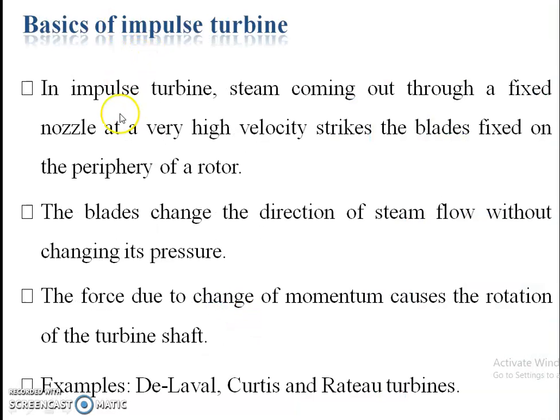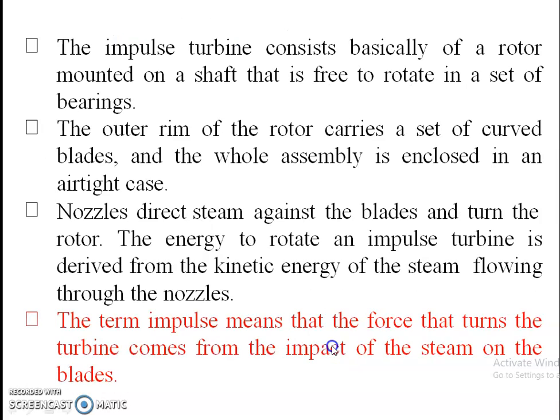From these basics of the impulse turbine, in an impulse turbine the steam comes out through a fixed nozzle at a very high velocity to strike the blades fixed on the periphery of the rotor. The blade changes the direction of the steam flow without changing its pressure. The force due to the change of momentum causes the rotation of the turbine shaft. Examples: De Laval turbine, Curtis turbine for velocity compounding, Rateau turbine for pressure compounding.